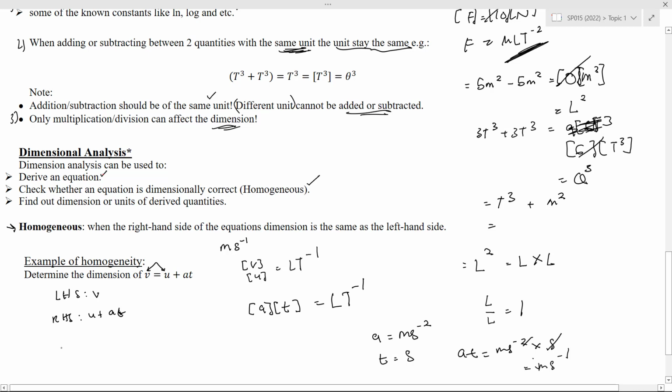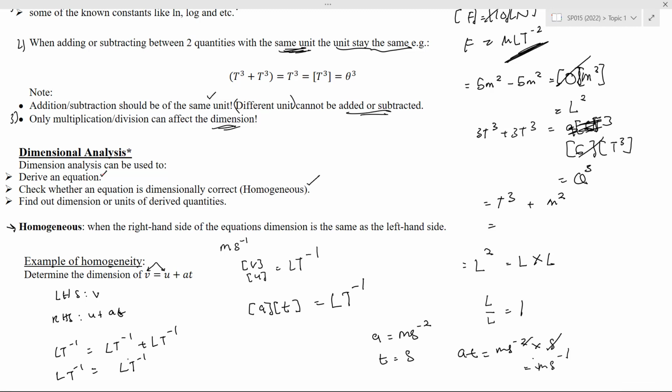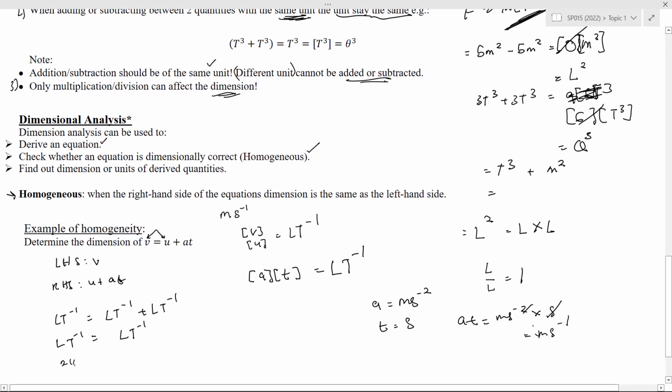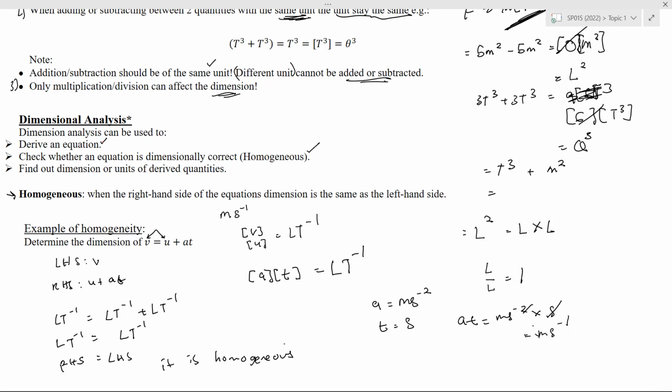So, you can see here left hand side kita adalah LT negative 1. The right hand side adalah LT negative 1 plus LT negative 1. Okay, same unit on the right hand side. So kita tulis je benda sama. Okay, then kalau kita tambahkan jadi 2 LT negative 1, pun 2 tu akan jadi apa? 2 tu akan hilang. So you see here the dimension of the right hand side sama dengan left hand side. You mesti tulis statement bahawa it is homogeneous. Okay, so it's the same dimension lah. If dia tak sama, you tulis it is non-homogeneous.